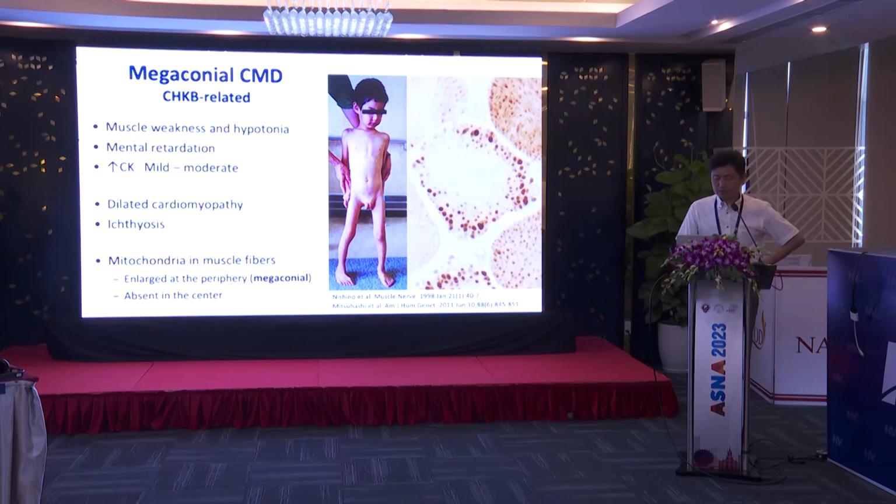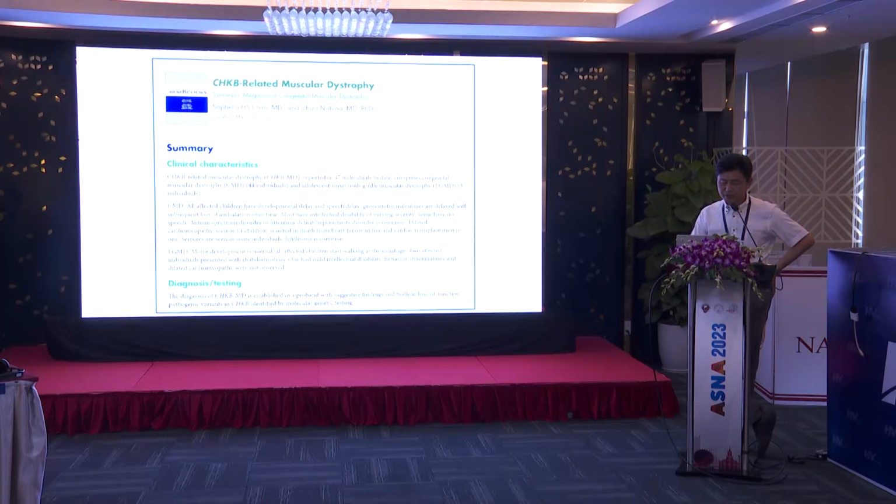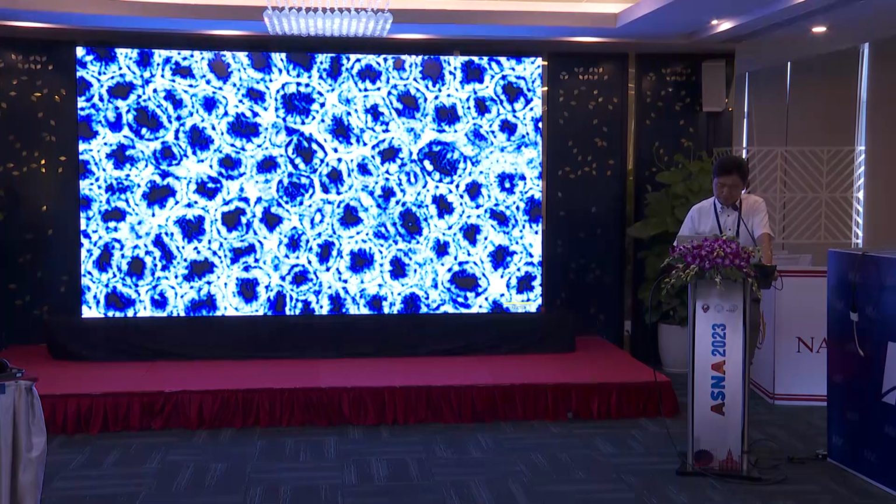Another one, where muscle shows very unique pathological changes. In this disease, you see a lot of enlarged mitochondria at the periphery of the muscle fiber. Now this is called megaconial congenital muscular dystrophy, which is known to be due to CHKB or choline kinase beta gene mutation. And if you are interested in this disease, Sophia Chan from Hong Kong just wrote a very nice review in GeneReviews, so you may want to check this one.